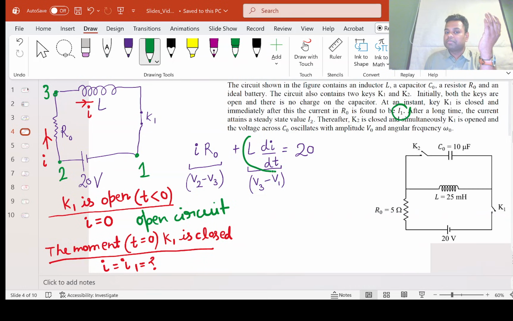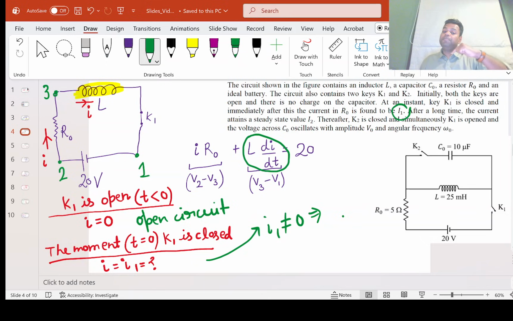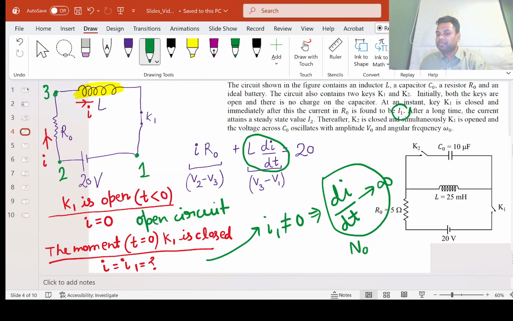Now look at this term. It says this inductor here, right? It is opposing the change in current. So let's use the logic. If we say that this I1 is not equal to 0, so you are saying the current went from 0 to something instantaneously. That means di by dt is approaching infinite, right? And we know that this cannot be infinite. It is not possible.